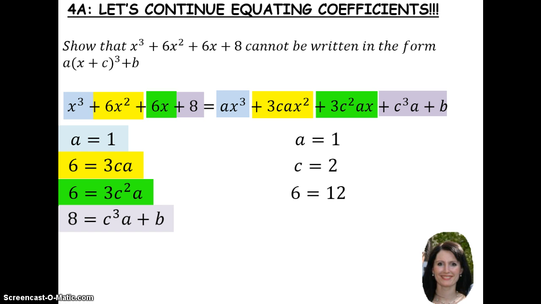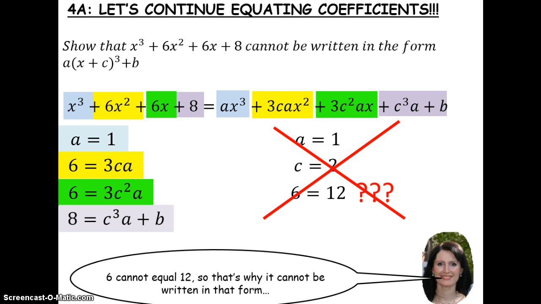6, therefore, looking at the green, we know what C is and we know what A is now. So if C is 2 and A is 1, 3 times C squared would be 2 squared, which is 4. 3 times 4 times 1 would equal 12. That doesn't make sense. 6 does not equal 12. So the green, once we get to the green, it doesn't make sense anymore. So that doesn't work, and it means we can't write x cubed plus 6x squared plus 6x plus 8 in the form A, open brackets, x plus c cubed plus b.